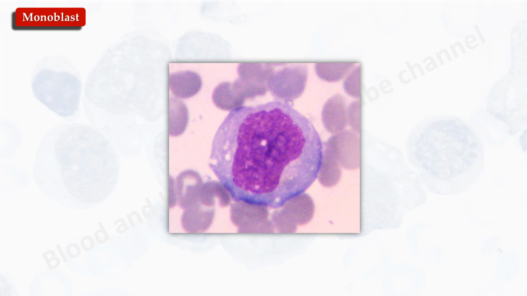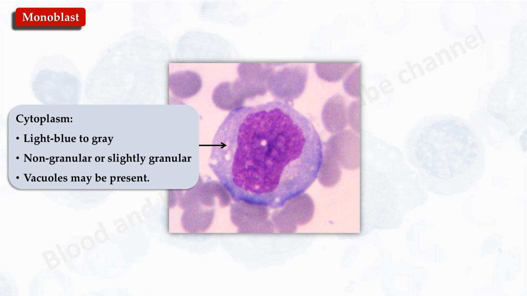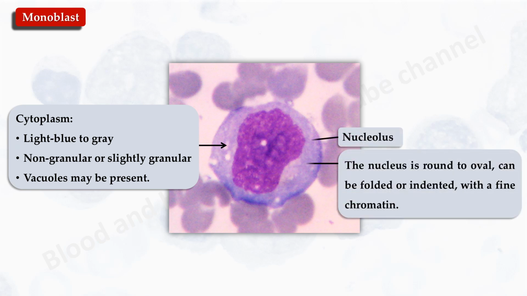The monoblast is usually round and has an irregular cytoplasmic margin. The light blue to gray cytoplasm is non-granular or slightly granular, and cytoplasmic vacuoles may be present. The nucleus is round to oval, can be folded or indented, with a fine chromatin. There is often a single nucleus, but multiple prominent nucleoli may be present.